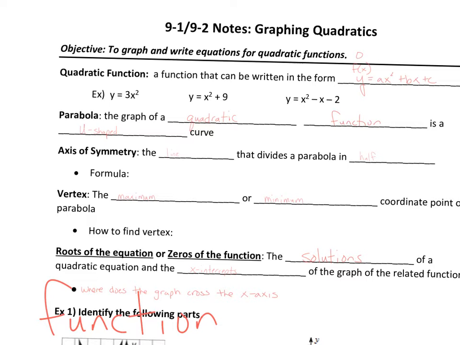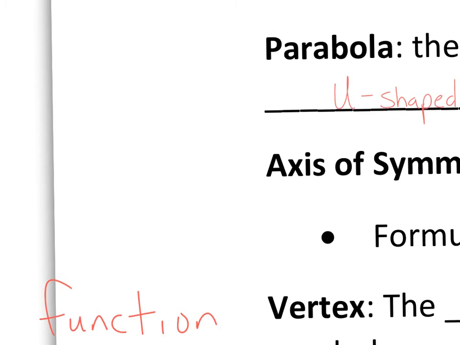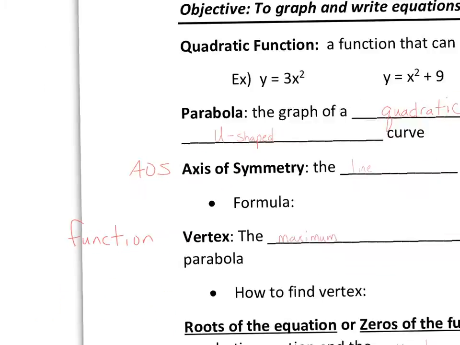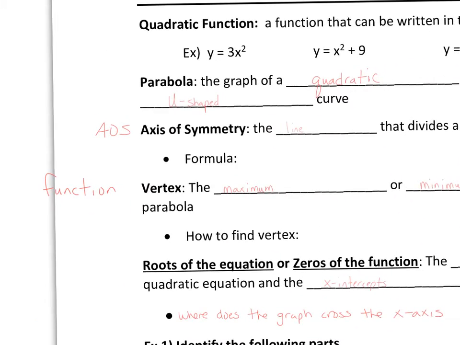Okay, the next vocab word we have is called axis of symmetry. And it's where we take a line and divide the parabola in half. Now, you will often hear me refer to this as AOS. All right, so axis of symmetry, or AOS. Okay, now there is a formula to find this, and that's going to be covered in a different video.